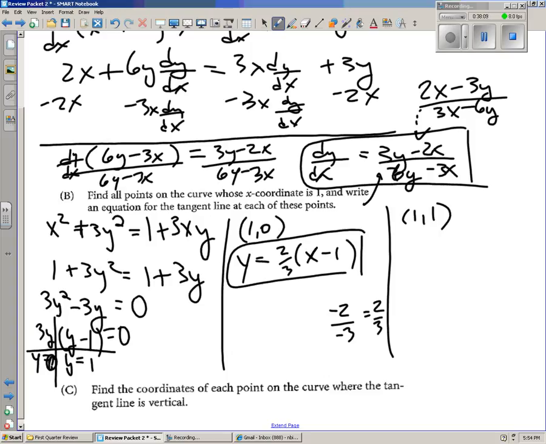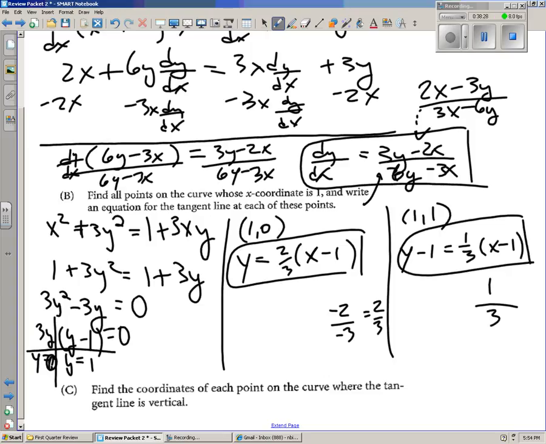Now we have to do 1, 1. So 3 times 1 is 3. 2 times 1 is 2. 3 minus 2 is 1. So actually, I should fill this in first. And now we get our slope. 3 minus 2 is 1, over 6 minus 3, because the y's and the x's are just 1, 6 minus 3 is 3. And so we get 1/3. So there are your tangent lines.